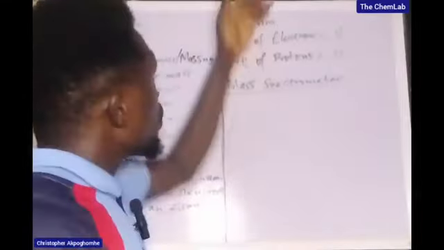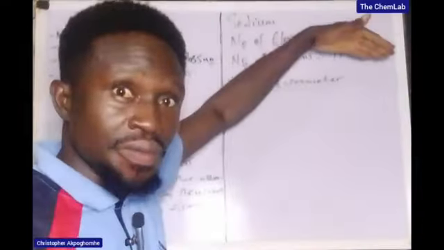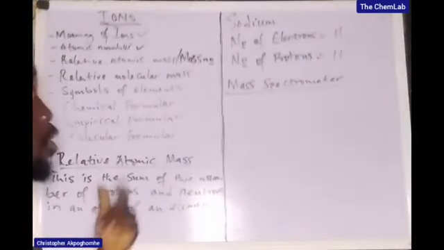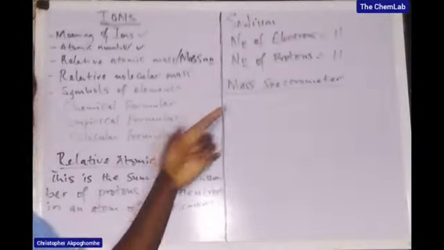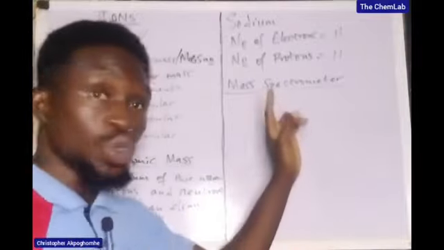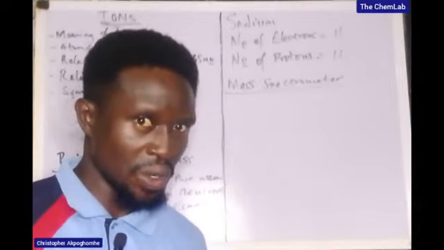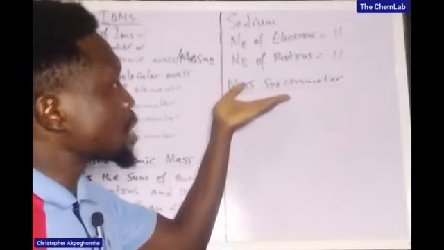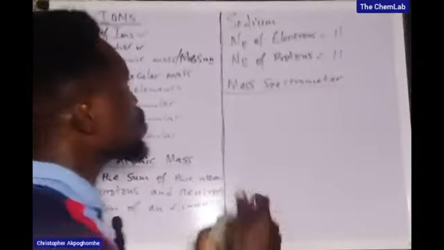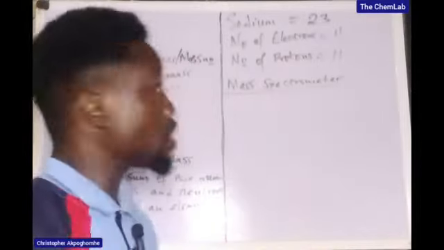So when I say the number of electrons is 11 and the number of protons is 11, and 11 plus 11, remember we said relative atomic mass is the sum of protons and neutrons, right? So when we add these two, it will give us 22. Now 22 is just an estimate. By the time we use our mass spectrometer to measure the relative atomic mass of sodium, it will give us 23.